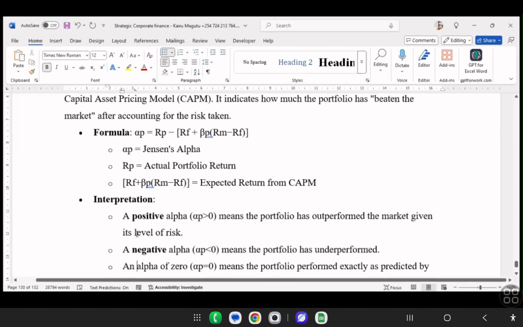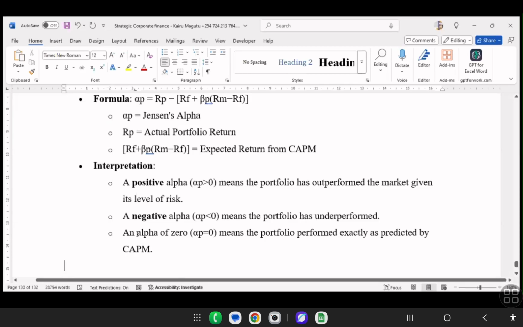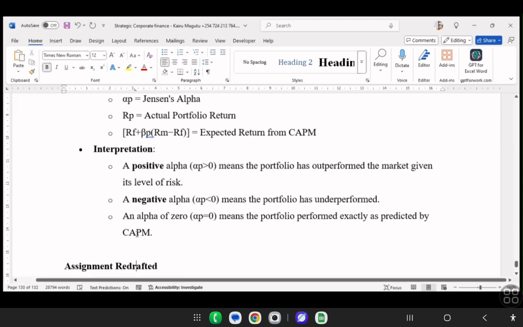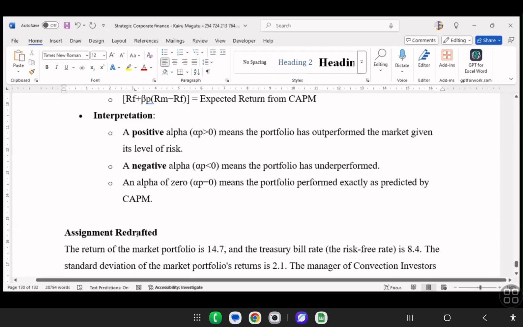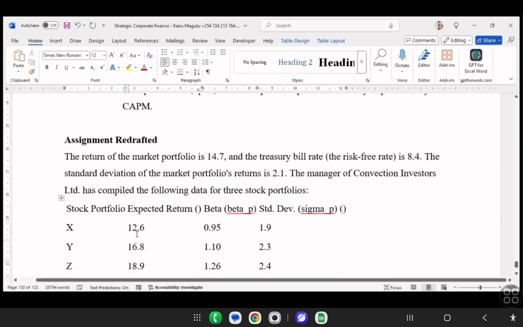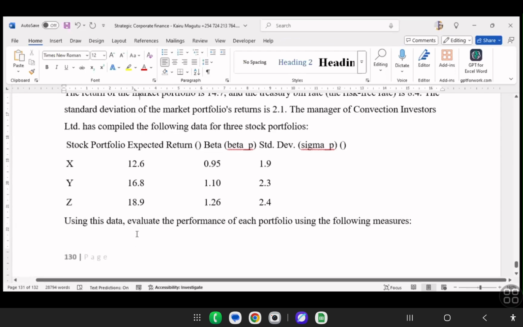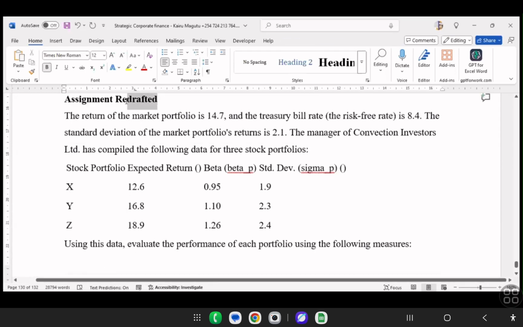The interpretation means if alpha is a positive figure, meaning it is greater than 0, it means the portfolio has outperformed the market. If alpha is negative, meaning that alpha is less than 0, it means the portfolio has underperformed compared to the market. And if alpha is equal to 0, it means the portfolio performance is exactly as per the capital asset pricing model prediction. I want to explain this with a small illustration. Let us try to argue out this case.